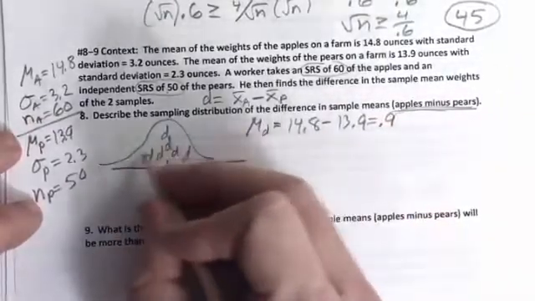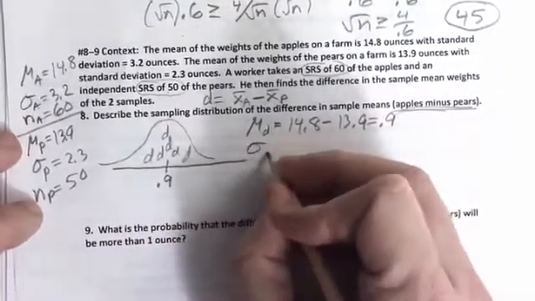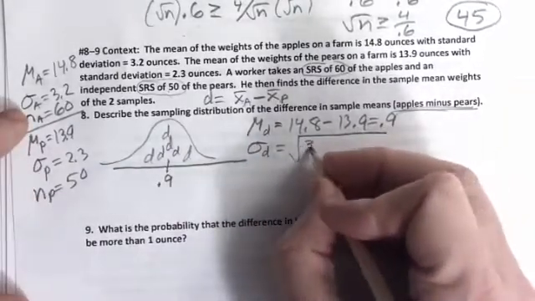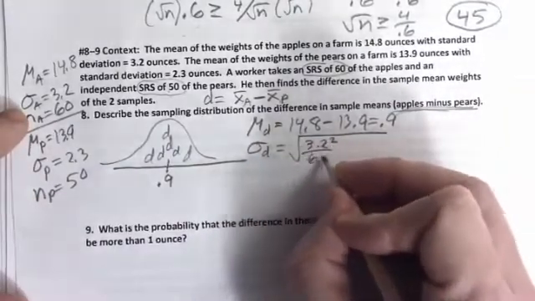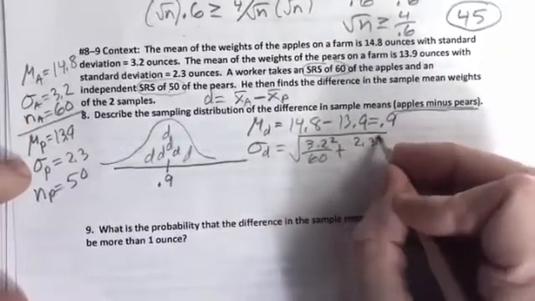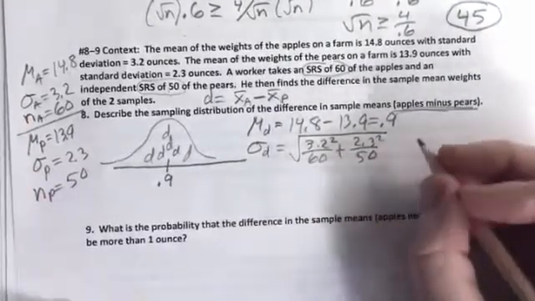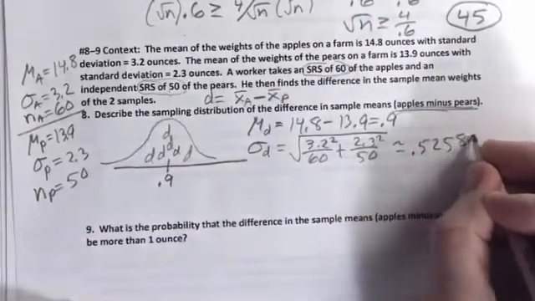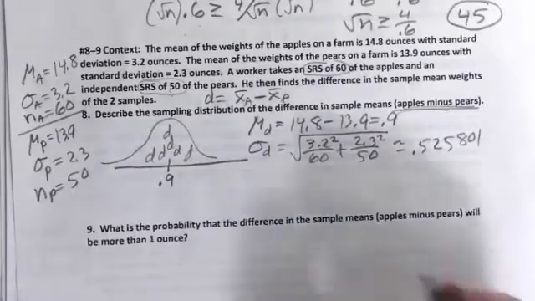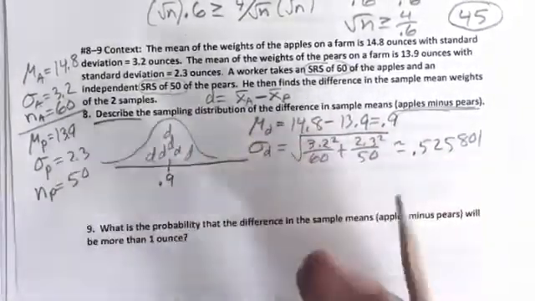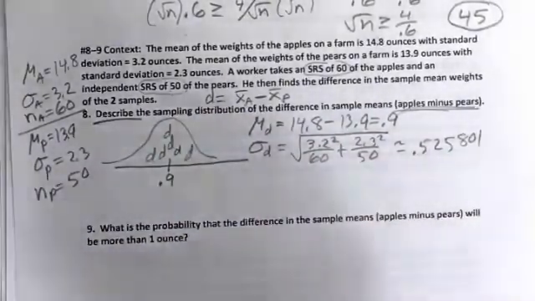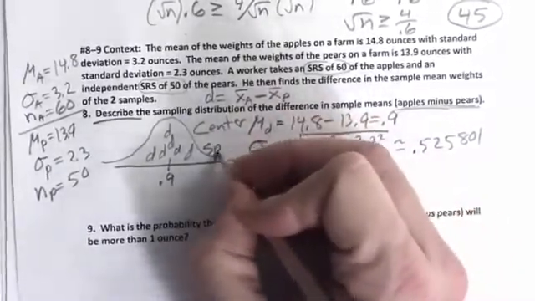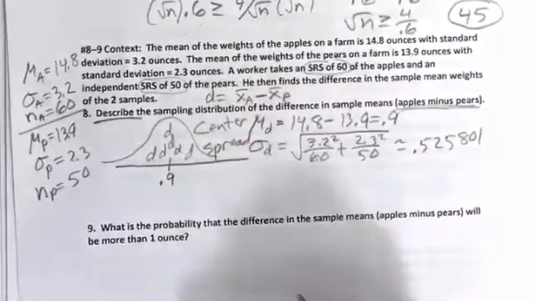How do the differences vary though? The standard deviation of the differences is going to be equal to the square root of, and just plug it into that formula I showed you, 3.2 squared over 60 plus 2.3 squared over 50. And when you do that, you get approximately 0.525801. So we're describing the distribution. We have to talk about the center, unusual values, shape, and spread. The center is described by that mean, and the spread is described by that standard deviation.